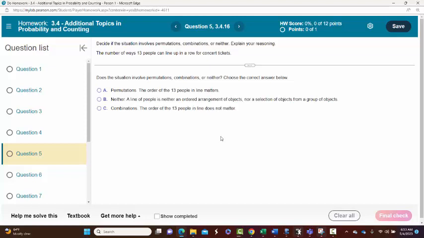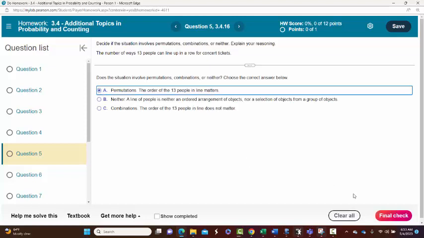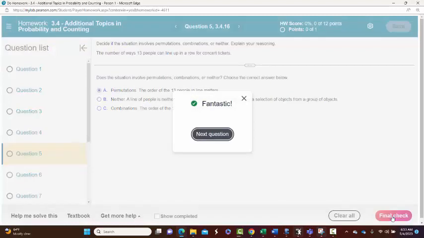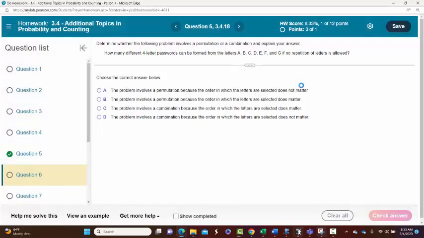Permutations, combinations, or neither. Number of ways 13 people can line up in a row for concert tickets. It's got to be a permutation because the order of the people in line matters. I may leave this one. Okay, let's see. I'll leave this one.